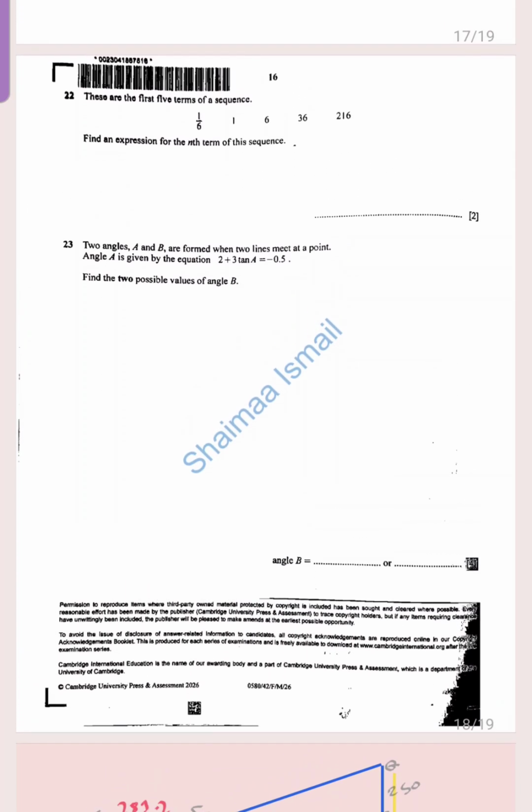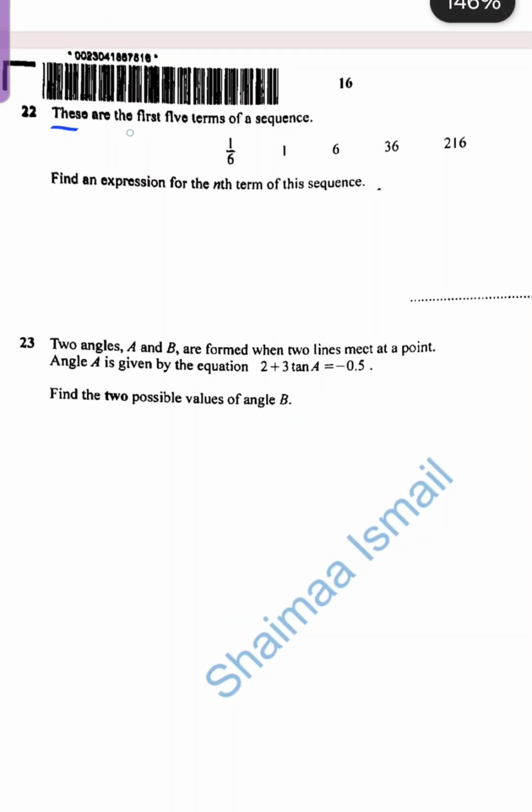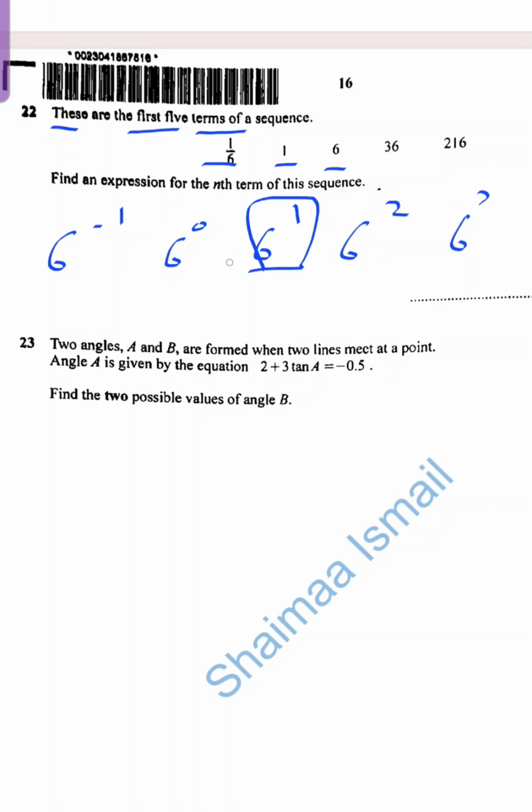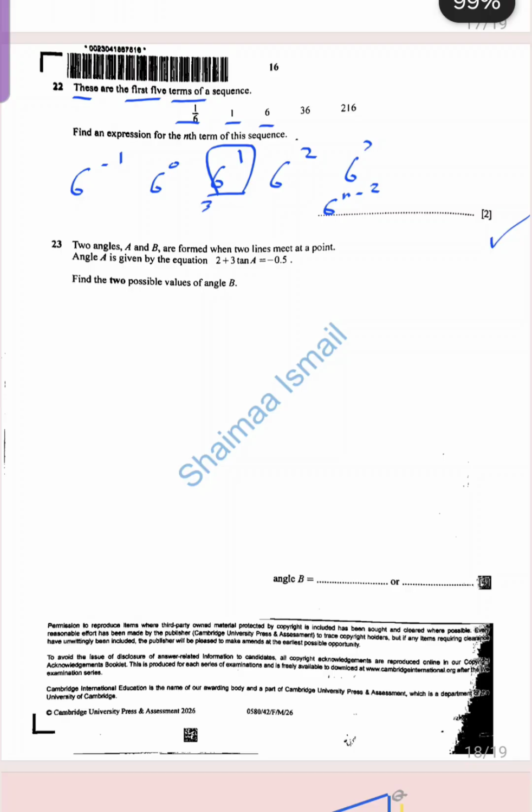Okay, the last part here, which he told you there are 5 terms of a sequence, okay, 1/6 and 1 and 6. So that is base 6, so that is 6 to the power negative 1, 6 to the power 0, 6 to the power 1, 6 to the power 2 and 6 to the power 3. Let's see here. 6 to the power 1 is the third term, so it is 6 to the power n minus 2, and we get these 2 marks. So these questions are going to be solved in 2 steps.